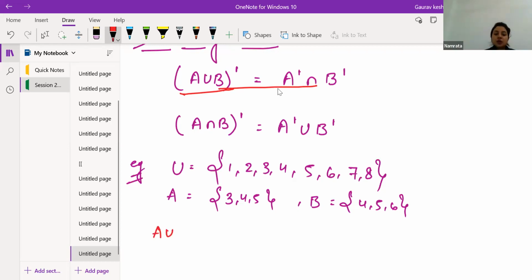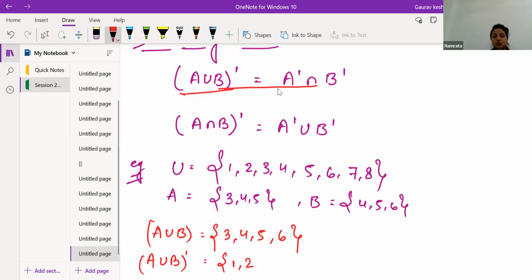So A union B means what? Can you tell me from the given example what will be the elements of A union B? 3, 4, 5, 6. Right. And what will be the elements of A union B complement? 1, 2, 7, 8. 3 will not be there, 4 will not be there, 5 will not be there, 6 will not be there, 7 and 8 will be there. So this is A union B complement.